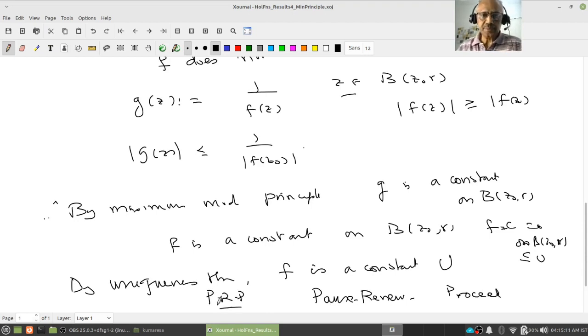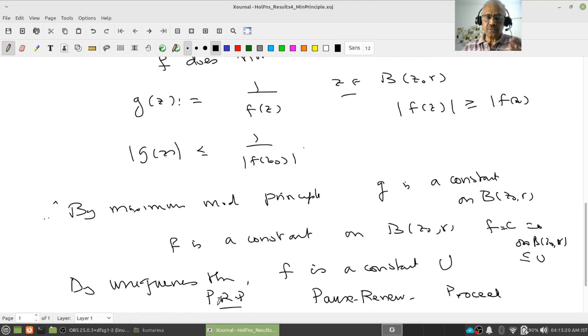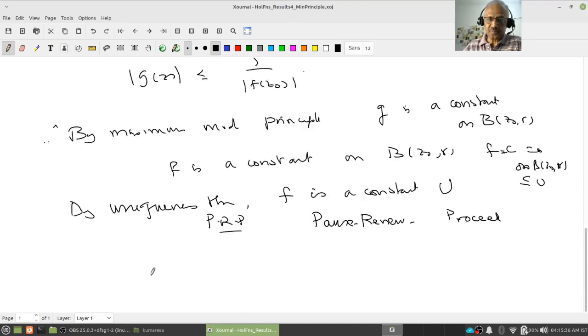The only thing you have to be careful about is that we are applying the maximum modulus principle to g, because the domain is only an open ball. Therefore I can conclude only that g is constant on that open ball. That would mean f is a constant, because g is 1 upon f, therefore f is also a constant on B(z0, R). But then now I have to use the uniqueness theorem again. Understand this proof.